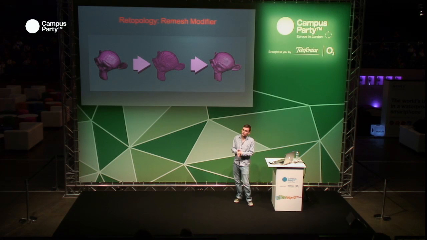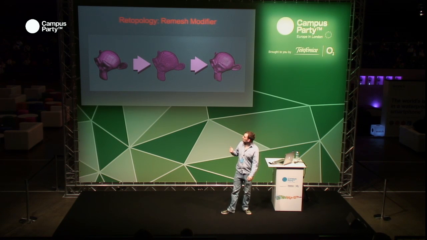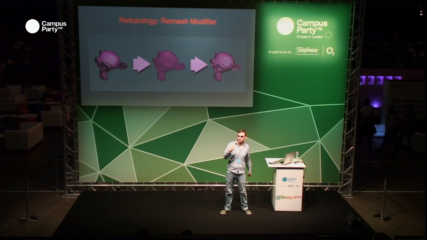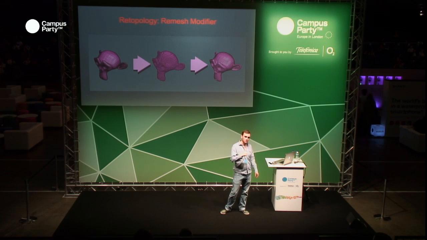This is the Remesh modifier. How it works is, under the hood, it creates a little Minecraft version of your model. It does what's called a marching cubes approximation, and basically figures out on a voxel basis what's part of your model and what's not. But then it takes a mesh created that way, smooths it out and projects it back onto your model.